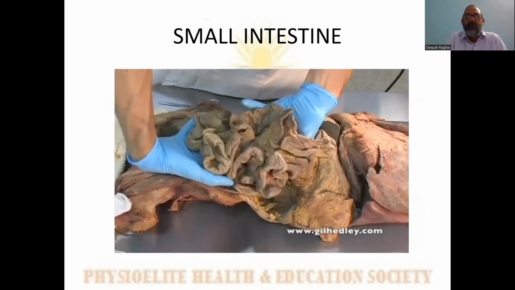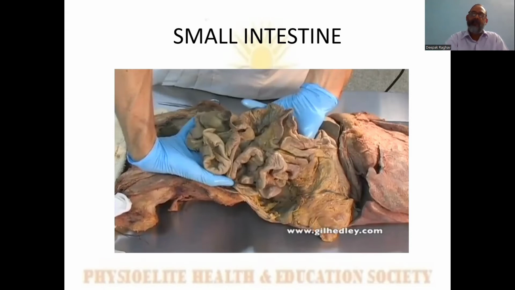Then come to the next. This is the small intestine. The small intestine is a loop-like structure, like flowers or a bouquet, with several loops. All these intestines are within the abdominal cavity, spread all over.